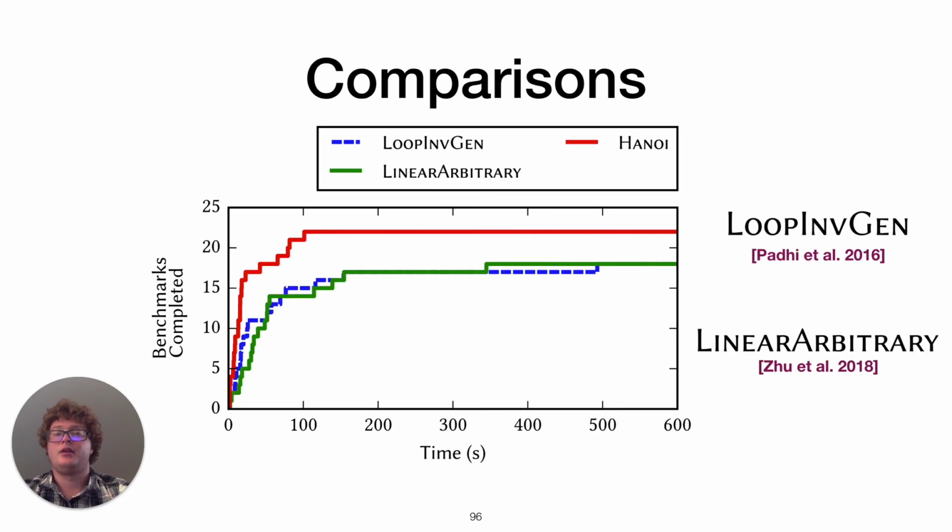In this graph, the x-axis is the time, and the y-axis is benchmarks completed. Higher is better. In these comparisons, we compare against loop InfGen and linear arbitrary. We re-implement their techniques for addressing implication counterexamples. They work on different domains, so we didn't compare against the tools themselves, just their ways of managing implication counterexamples.